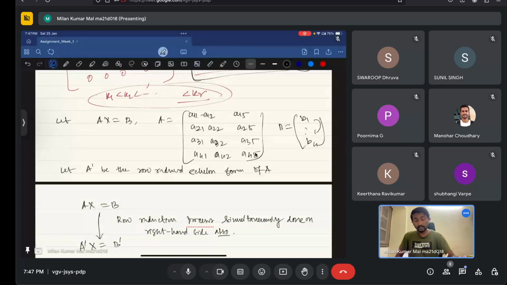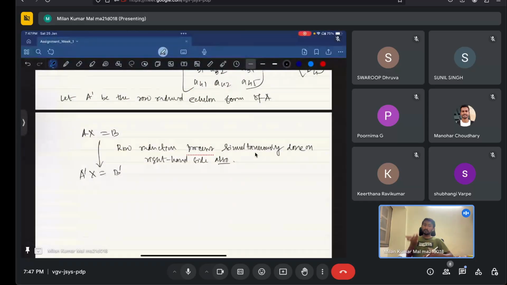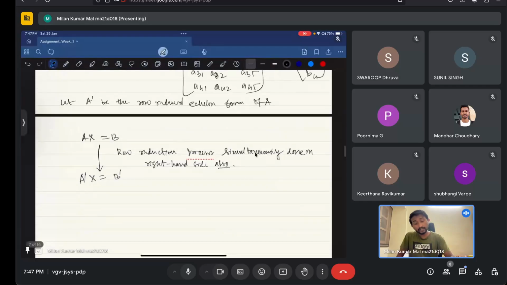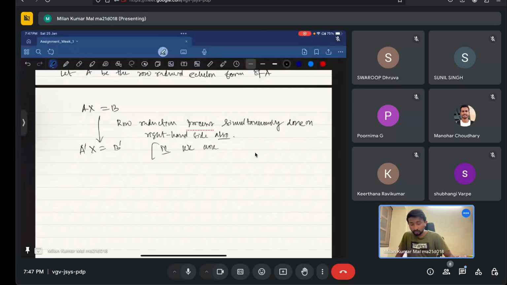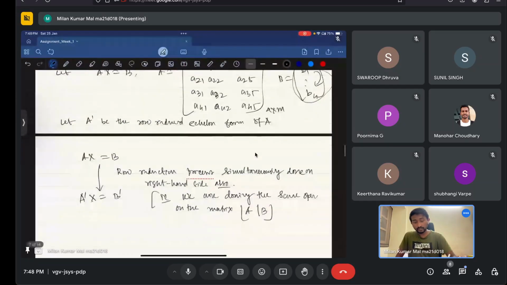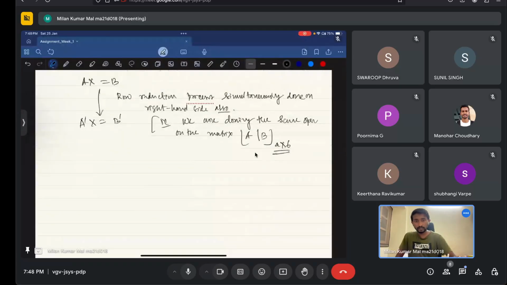That is what simultaneously means. We are multiplying a row and adding it to some other row, and we are doing the similar thing here. So we are doing the same operation on the matrix A|B. This is not mod, this is just to symbolize. Initially A was a 4 by 5 matrix, right? So this will be a 4 by 6 matrix. Now it is clear.